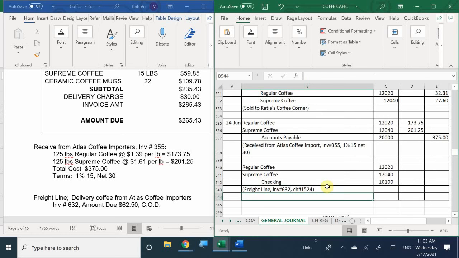Just double checking. Okay, so here I have Freightline invoice number 632, check number 1524, right? We're gonna split the payment by 31.25 to give us a grand total of 62.50. Okay. So what's next?